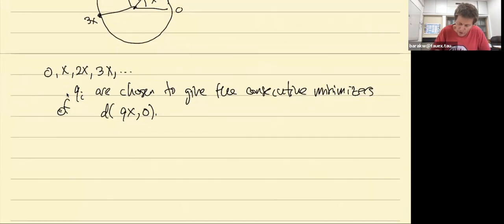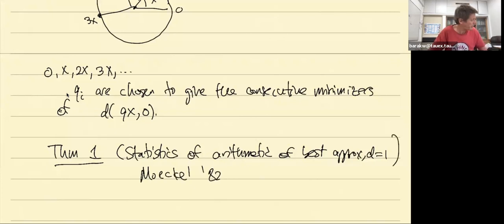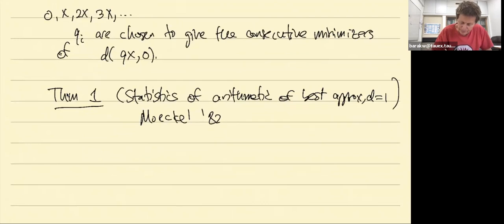And so the first theorem that I want to mention is about the statistics of arithmetic approximations in dimension 1. And this is a result that's due to Moeckel. I apologize for the ringing. Sorry about that. So Moeckel proved the following thing.